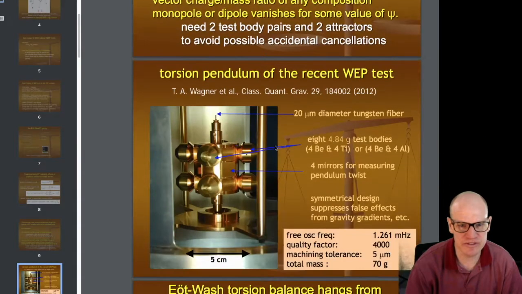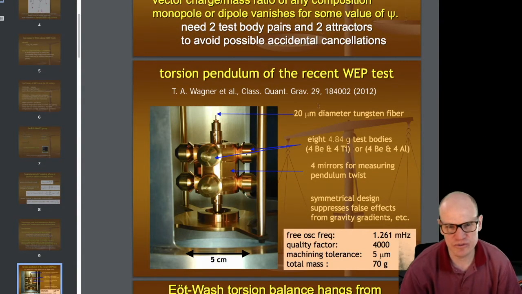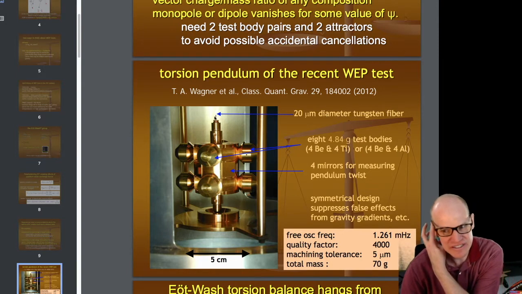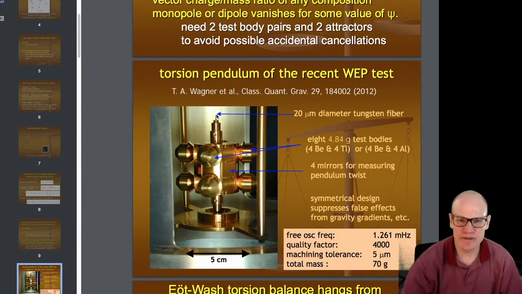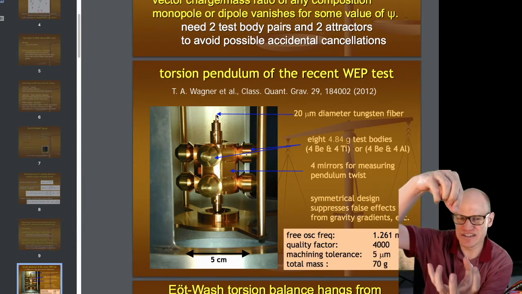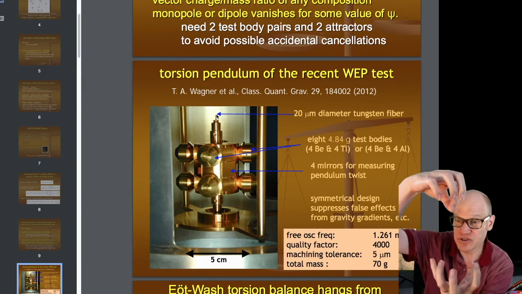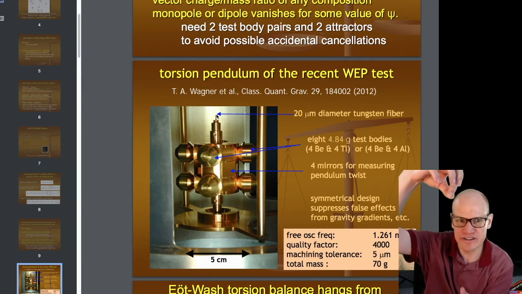So torsion pendulum experiments look like this. This is a weak equivalence principle torsion pendulum experiment from 2012. A 20 micron diameter tungsten fiber. You can barely see it there because of how amazingly thin it is. You don't want to drop these things, because with 20 microns, the whole idea is to load it to about 60% of the tensile strength, so any jostling will break the fiber.